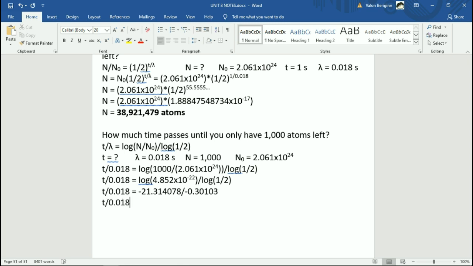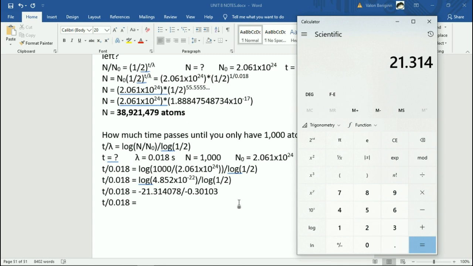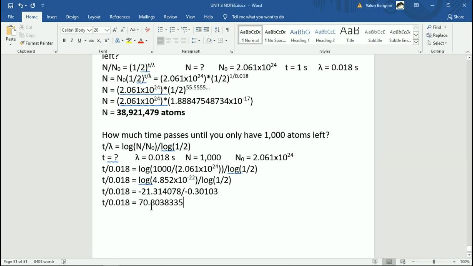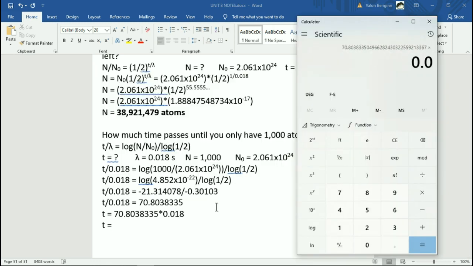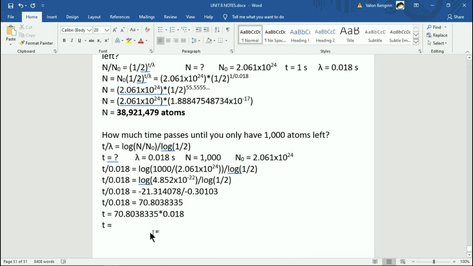So then we've got to divide this. We have negative divided by negative, so we don't have to worry about that. So we have 21.314078 divided by 0.30103. All right, so we have 70.8038335. Okay, so then t equals 70.8038335 times 0.018. So t equals how many seconds? 1.27 seconds. So barely over a second. Second and a quarter, basically.